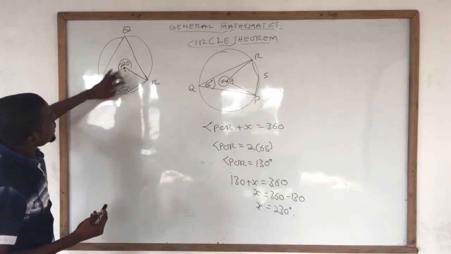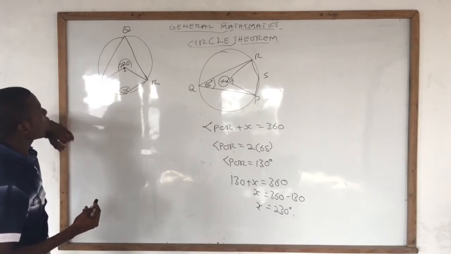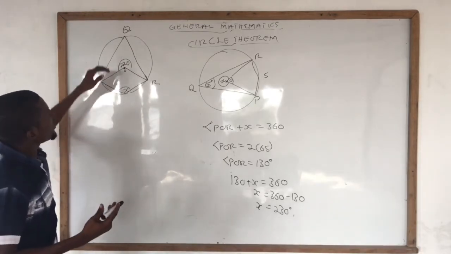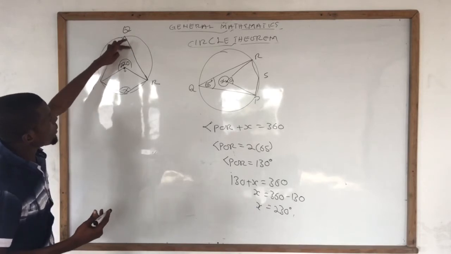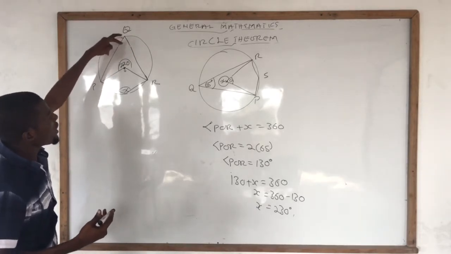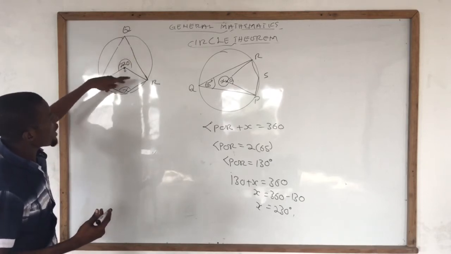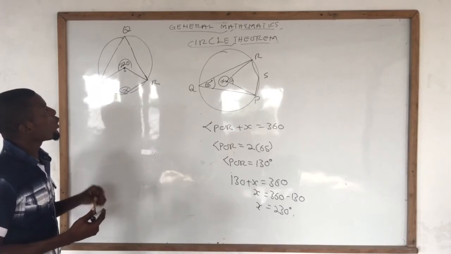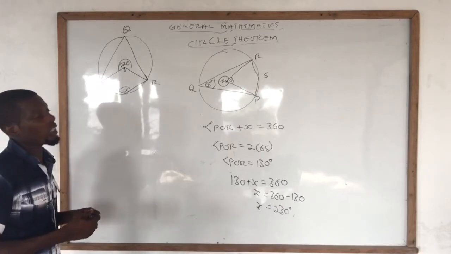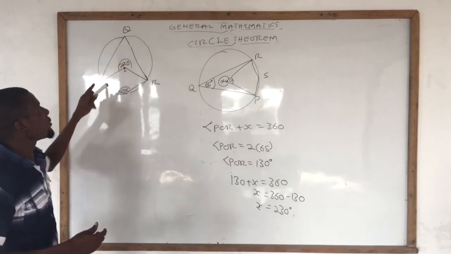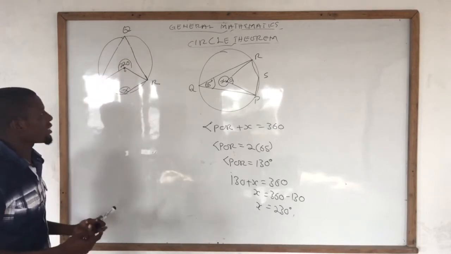Now, the only property I gave you to find X is to find the top here. If you are able to find the top here and you add the top and the down, you are going to get what? 180 degrees, because opposite angles of a cyclic quadrilateral are supplementary. Now the question is, how do we get this top? That's PQR. How do we get it?